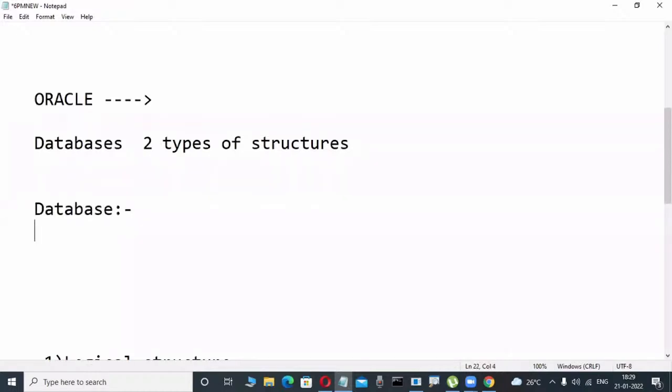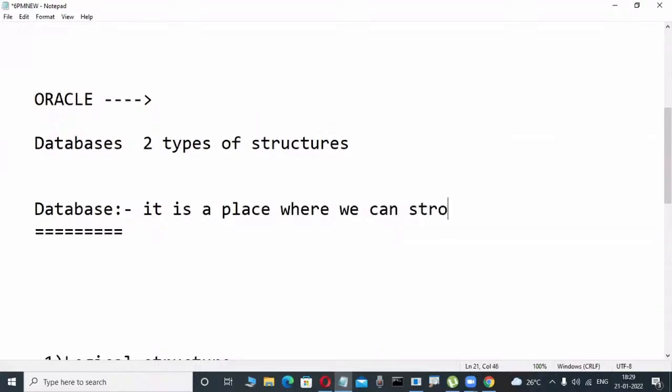What is a database? Anybody observing in Google or in books, it is a place. Don't write it. It is a place where we can store in a computer system a structured collection of data. They are telling only where we can store a structured collection of data. What is data? What is information? What is DBMS? That is later. Okay, structured collection of data.